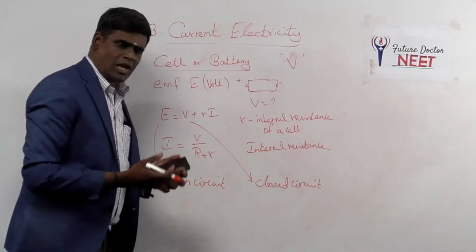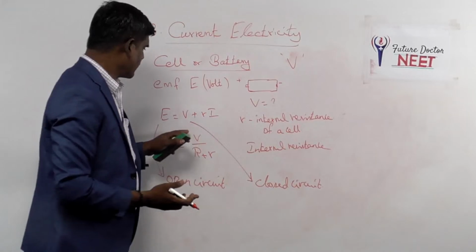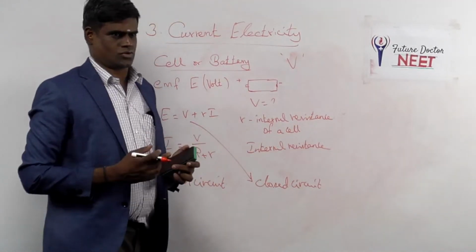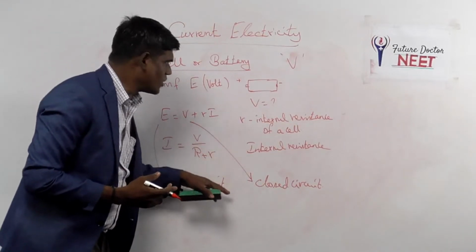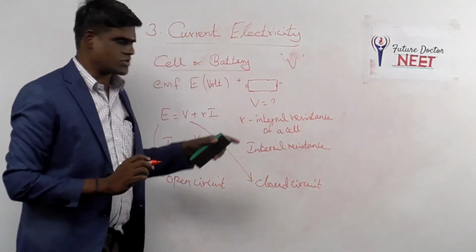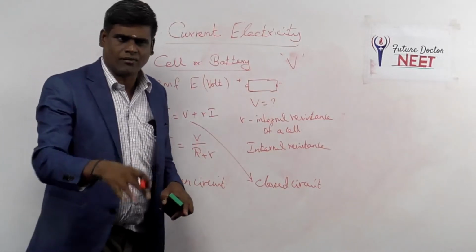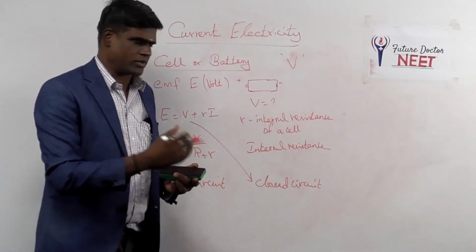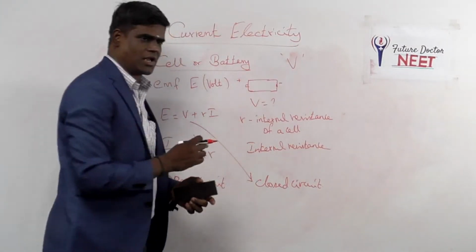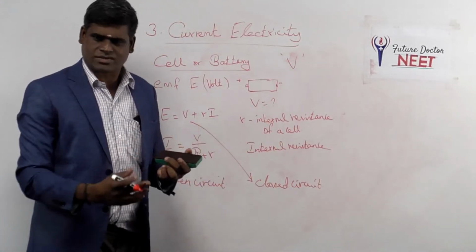EMF is the value of the potential difference in open circuit, and V is the value of the potential difference in closed circuit. Some more explanation of this I will give when you send the answer for this. What is the question? What is the name of the cell we are using in our normal torch and remote, and what is its value? Try to find the value, and I will explain more in the next session.